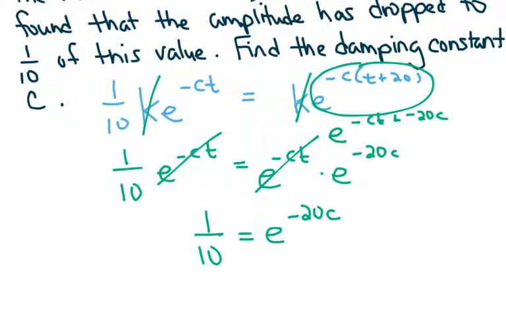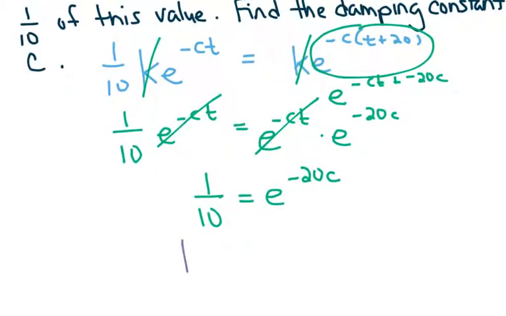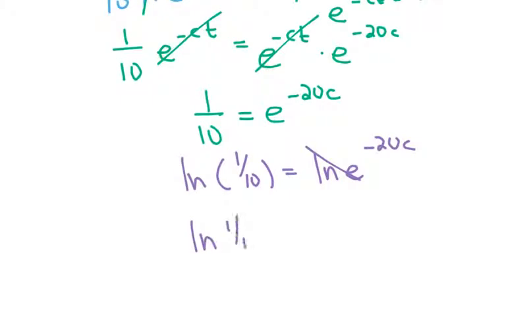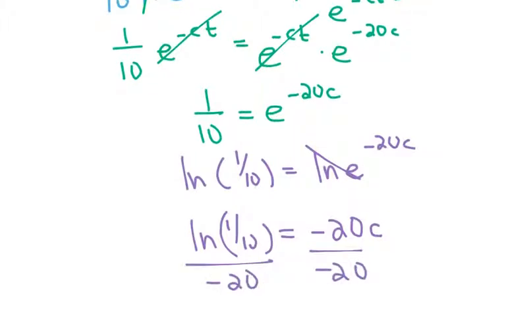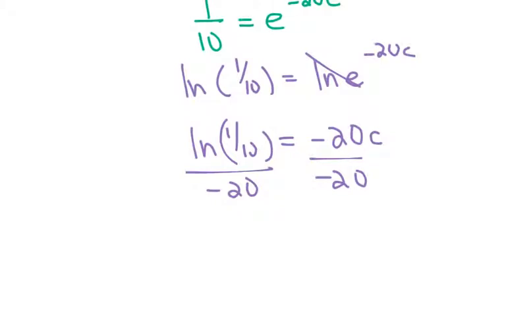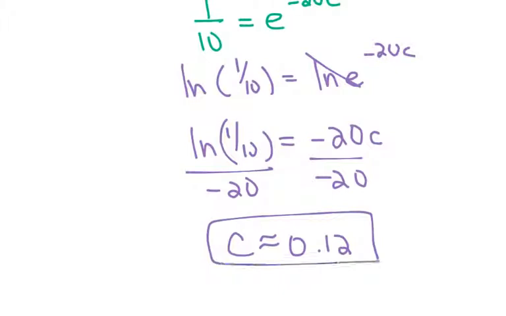We know how to solve this equation. We have to get C out of the exponent, so we're going to have to use the inverse operation of e, which is ln. So we're going to do the natural log of 1/10 is equal to the natural log of e to the negative 20C. Remember, these cancel. So the natural log of 1/10 is equal to negative 20C. And then we're going to divide that answer by negative 20. The natural log of 1/10 divided by negative 20 is approximately 0.12. So my damping constant is about 0.12.